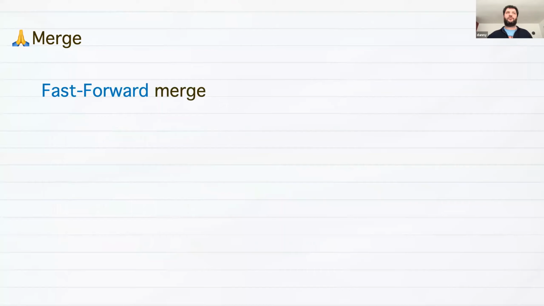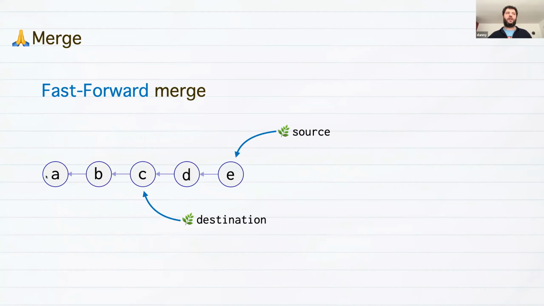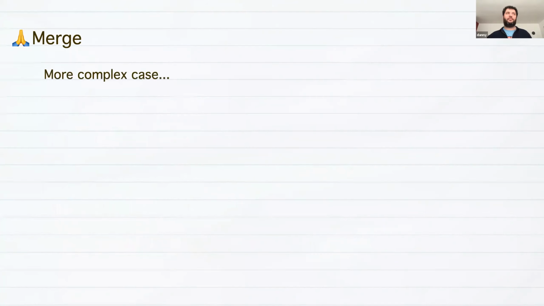Now, Git calls this a fast forward merge, and the reason is if you look at it from Git's point of view, when you start out, you have a destination ref that points to C and a source ref that points to E, and all Git has to do is to fast forward destination so that it also points to E. Well, that's the easy case, but the more complicated case is much more common.